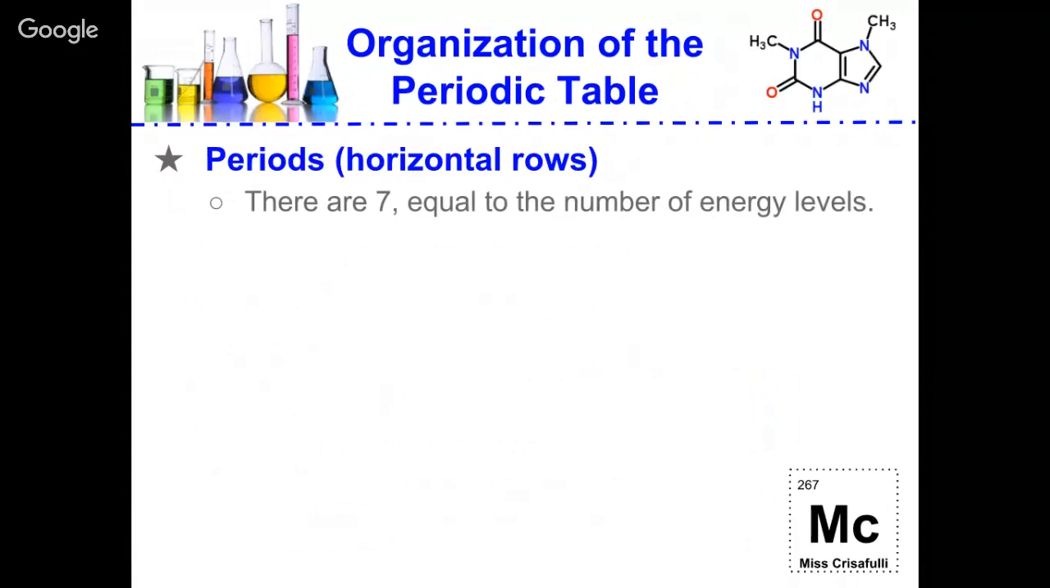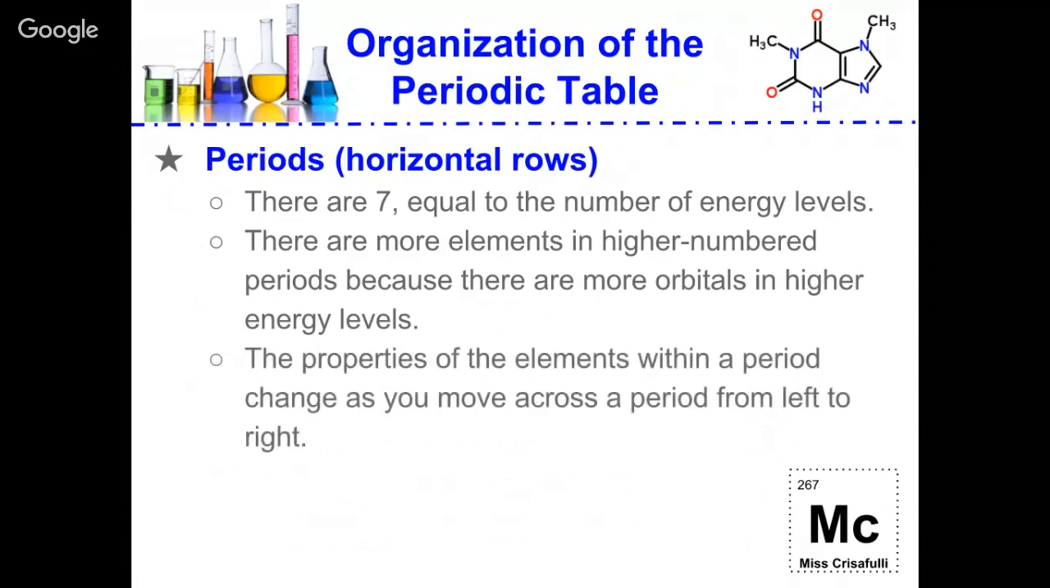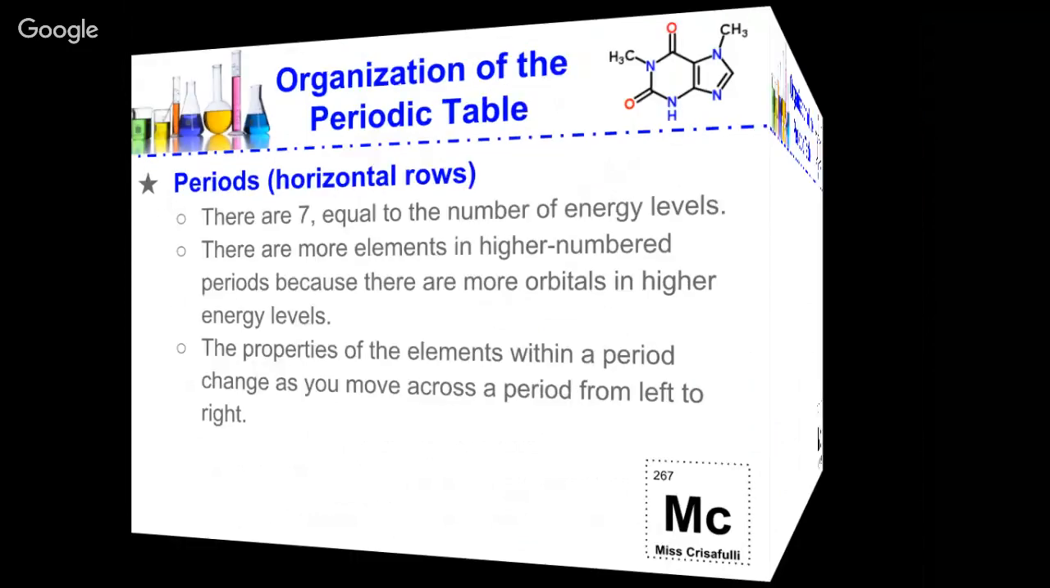There are 7 of them on the periodic table, and they are equal to the number of energy levels that an atom has around it so far. There are more elements in higher numbered periods, so 2, 3, and 4, and so on, because there are more orbitals in those higher energy levels. The properties of the elements within a period change as you move across the period from left to right.